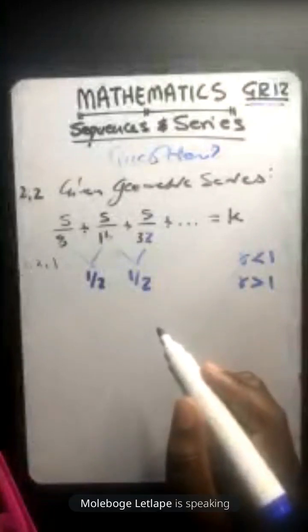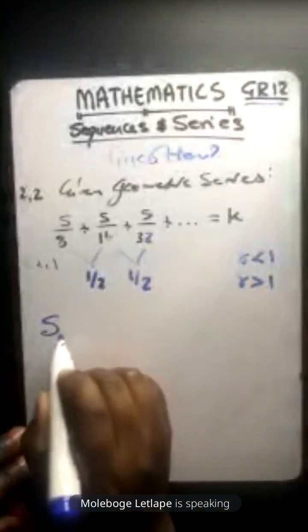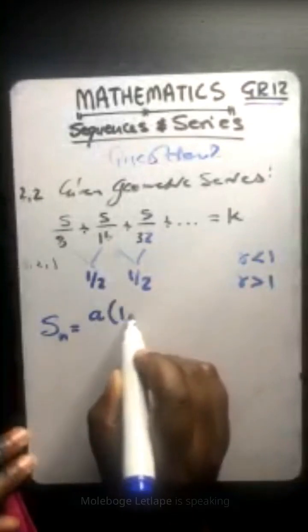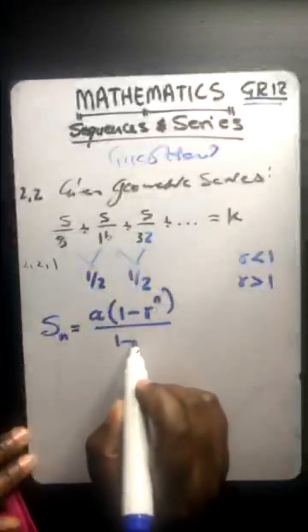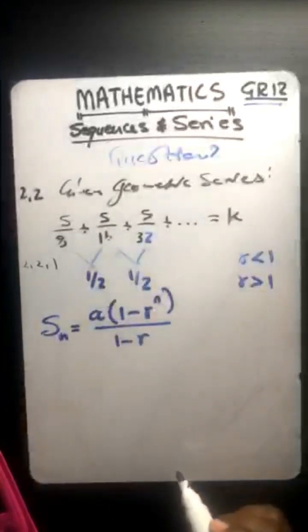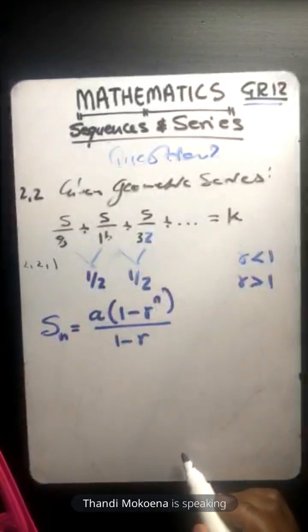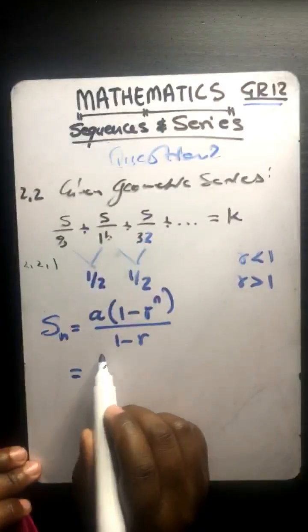I'm going to use the A bracket 1 minus r to the n bracket. That's the one that I'm going to use. Is this the one that we're going to use, honorable members? Yes, sir. Okay, let's use that and see what we are getting.